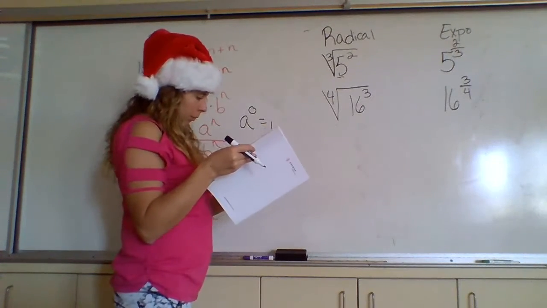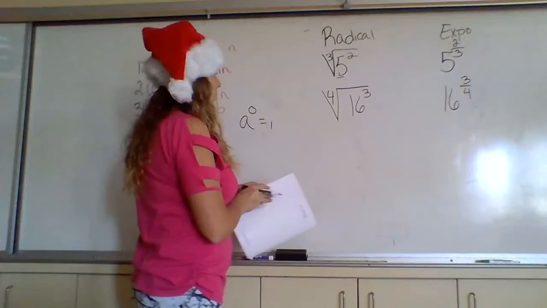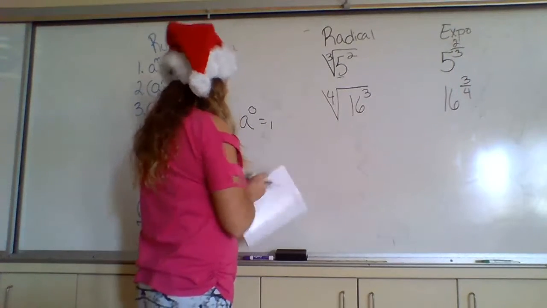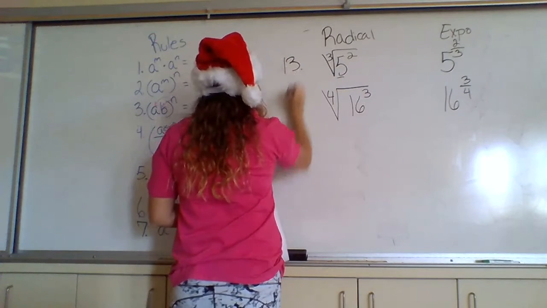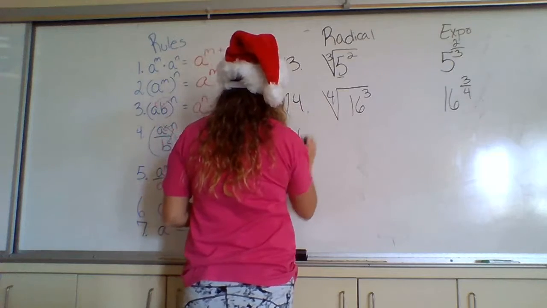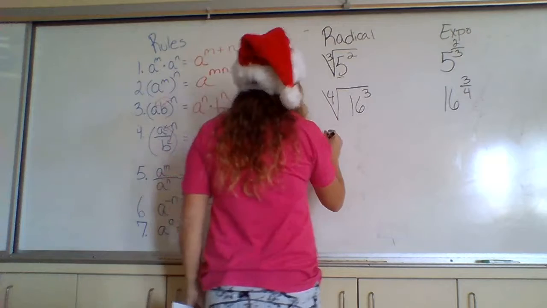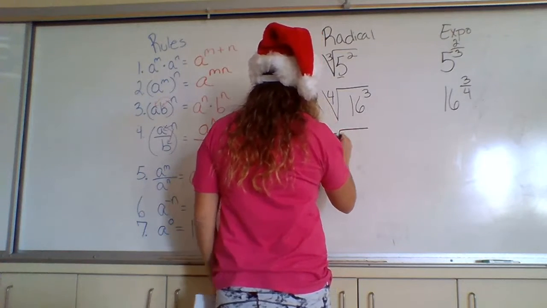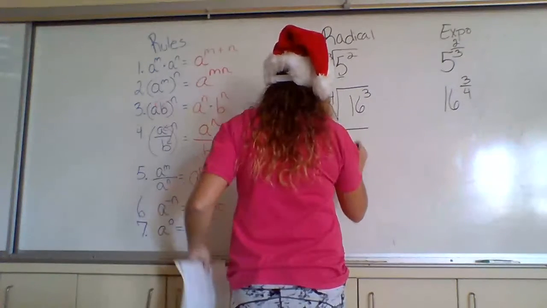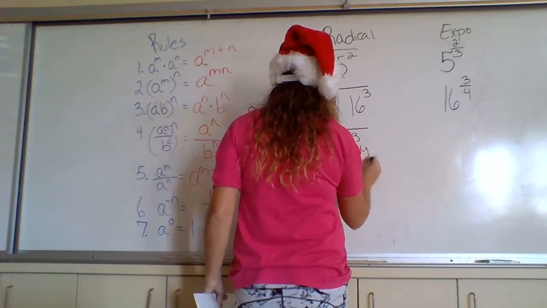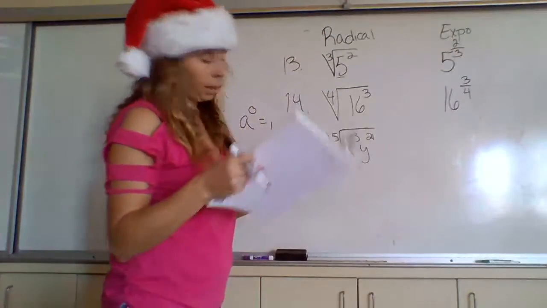I'm going to skip to 17, because what I do for 17, you should be able to use for 15. So this is 13, this was 14, and we're going to skip to 17, I think. Yes. So 17, they give you the fifth root of x to the 13th power, y to the 21st power.